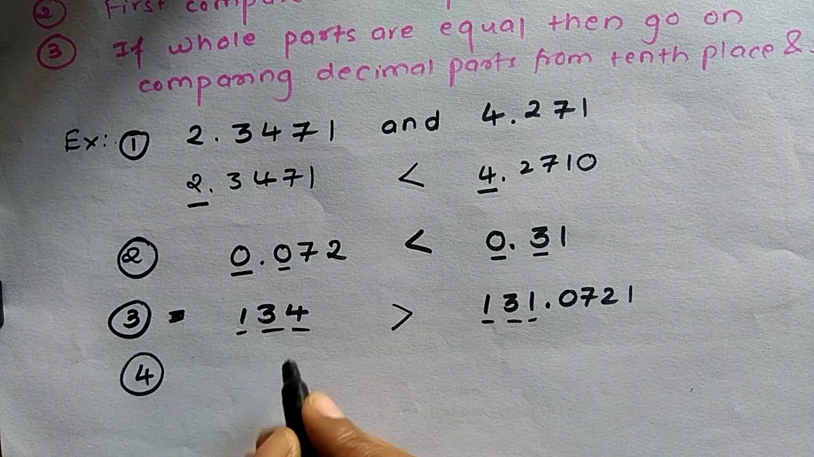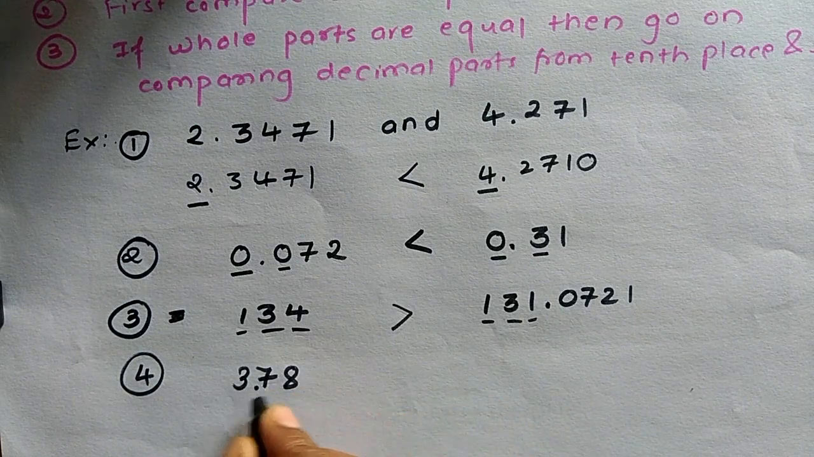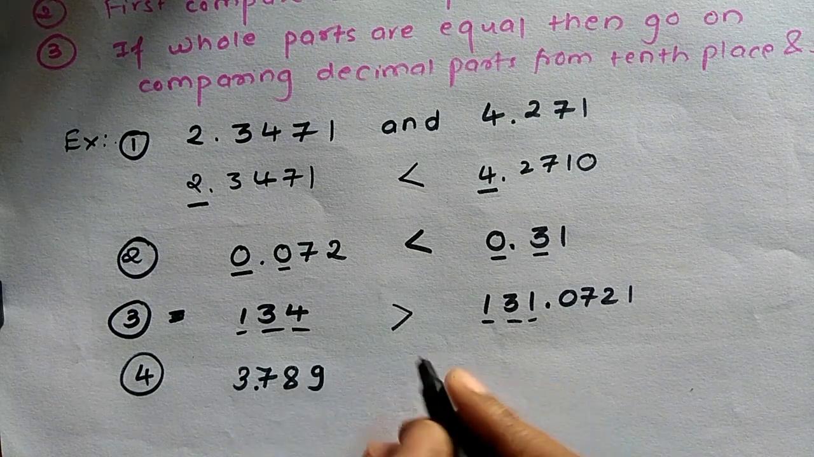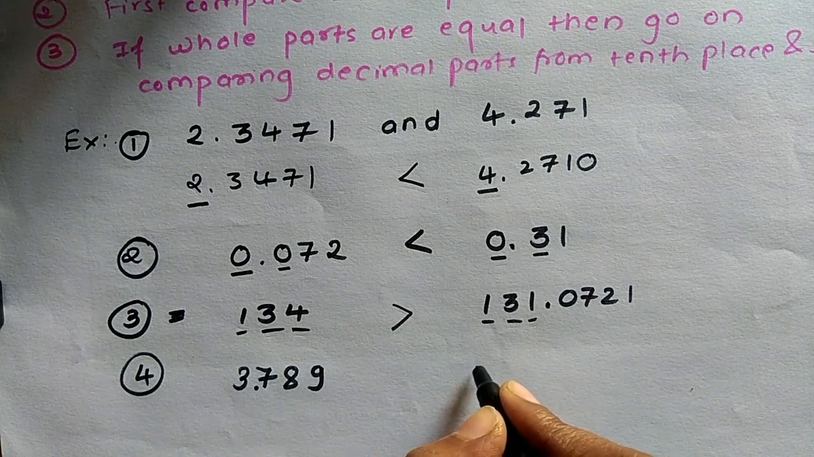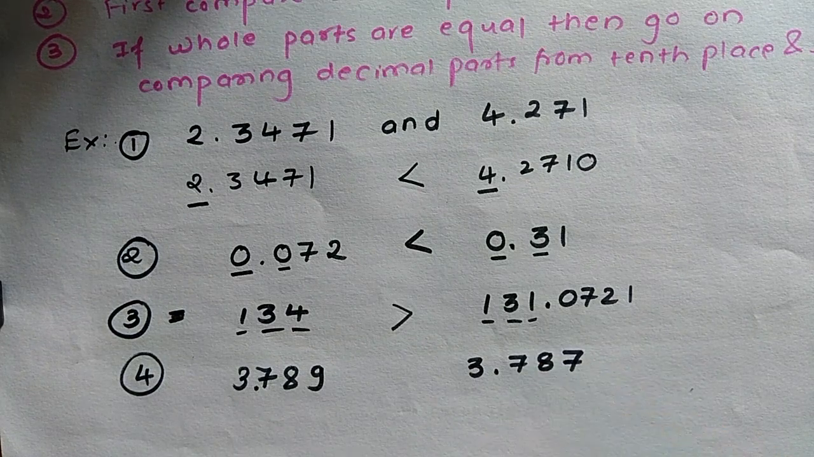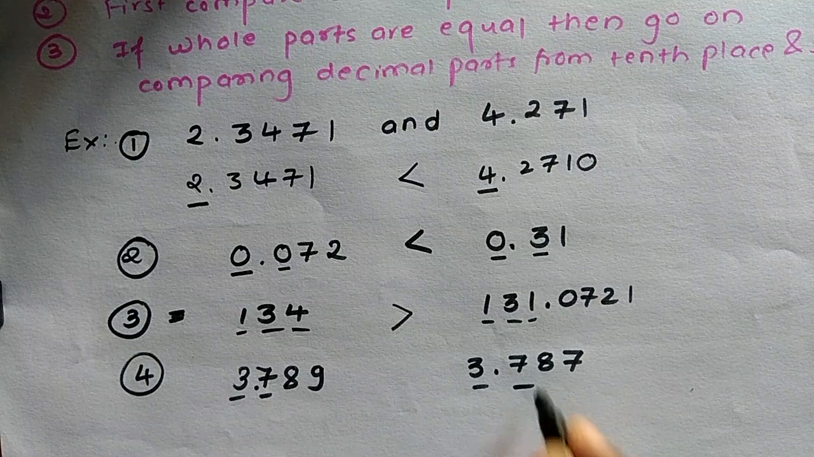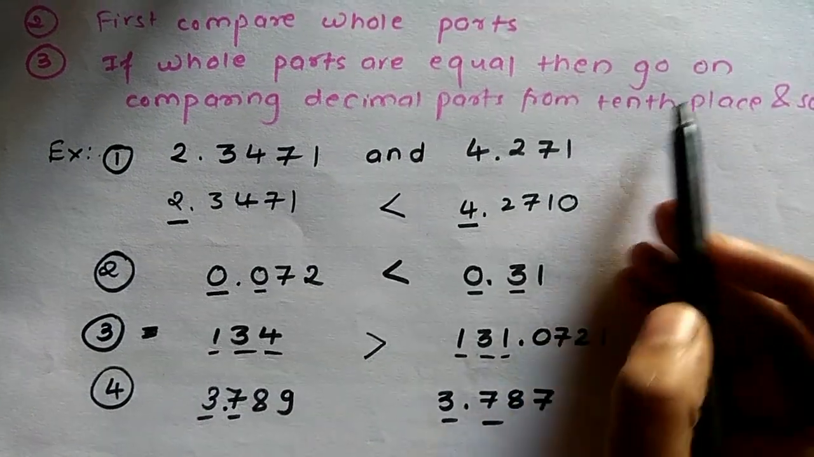Let us take one more example. 3.789 and 3.787. You can see here we have the whole part, and in the whole part we have the unit place. Only unit place digit is there. Compare it. Both are same. Go for 10th place. Here also the 10th place is the same. Then so on it is said.